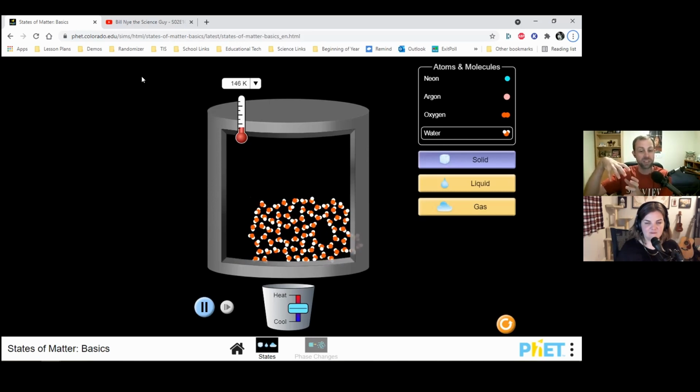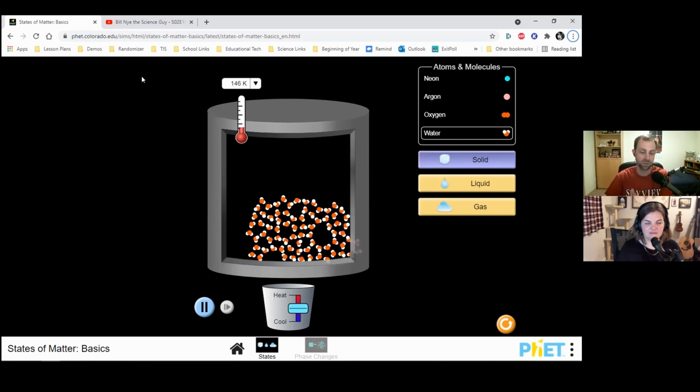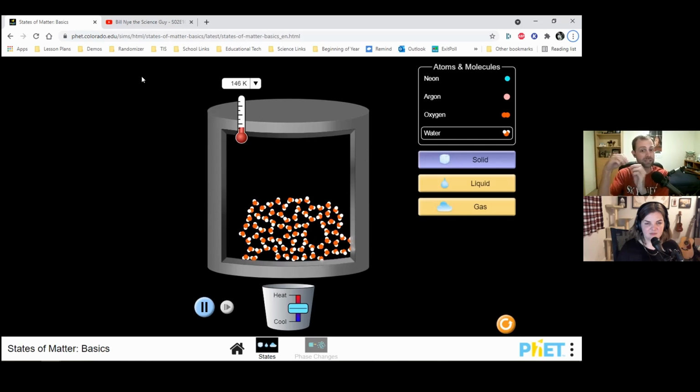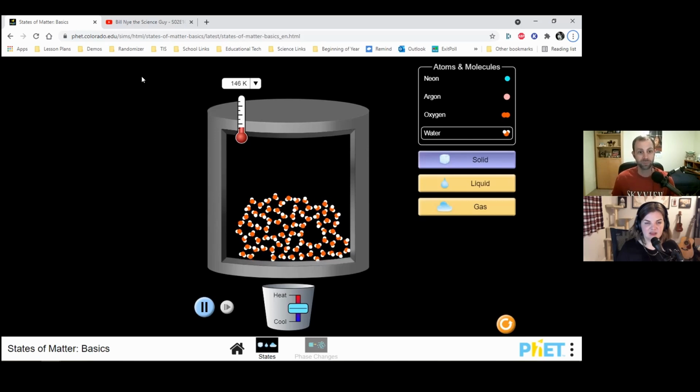Yeah. And this is, of course, not perfect. That's a solid. So those molecules are, in a sense, locked next to each other. They're not really moving around each other a ton, but they're still wiggling in place. Is that an ice cube? So that would be an ice cube. Yes. Okay. Then we can go to a liquid.